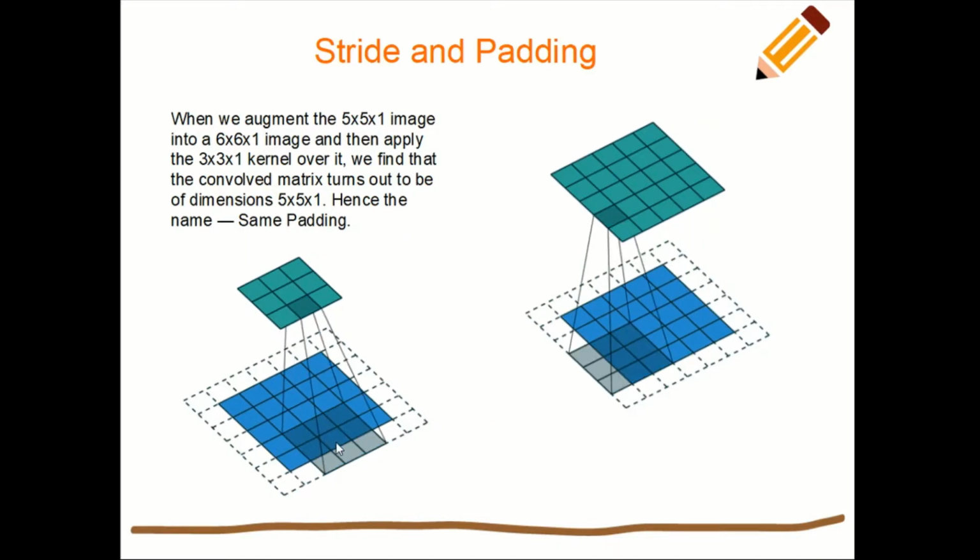When there is a reduction, that is called valid padding. And when you move it with the dummy pixels, with the padding, then that is what we call same padding. Okay, so that is the concept of the stride and the padding.